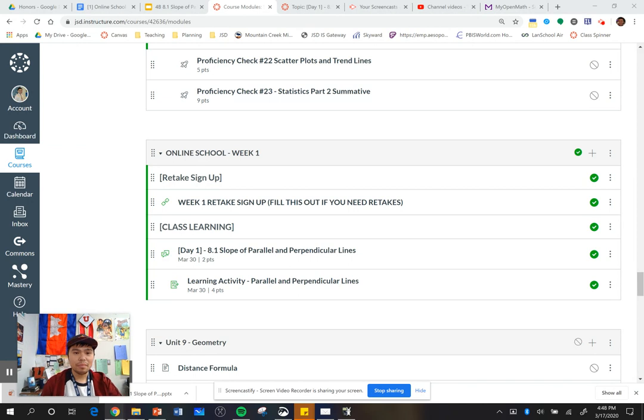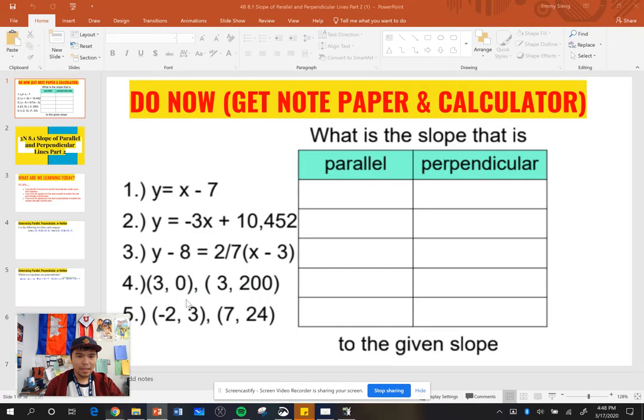Again, just want to emphasize, please go onto Canvas. I'm slowly updating it. It's just taking a while to get everything figured out. But please go onto Canvas. We're on online school week 1. You can start with the learning activity, and that'll be it, right? And then we got some more lessons later in the week. Okay, let's get started with this.